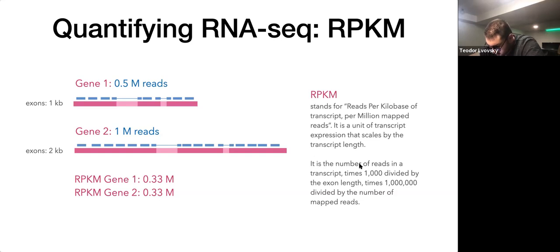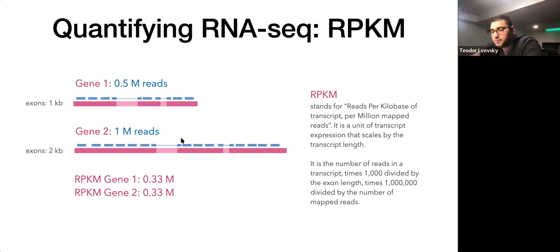So RPKM is the number of reads in a transcript times 1,000 divided by the exon length times 1 million. So that gives you that. Divided by the number of mapped reads. Sorry, that gives you that. So it's not a simple unit in any way. It does the job in the sense that both of these have got the same RPKM, and that's good because intuitively we want them to have the same expression.